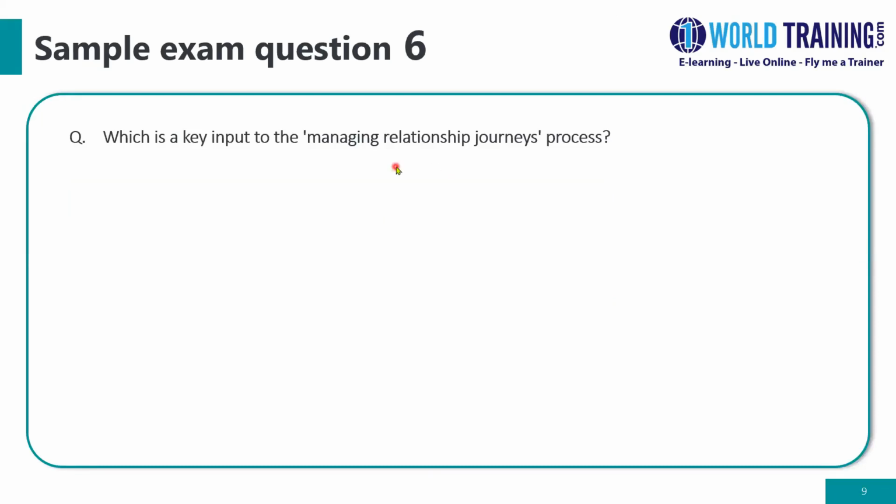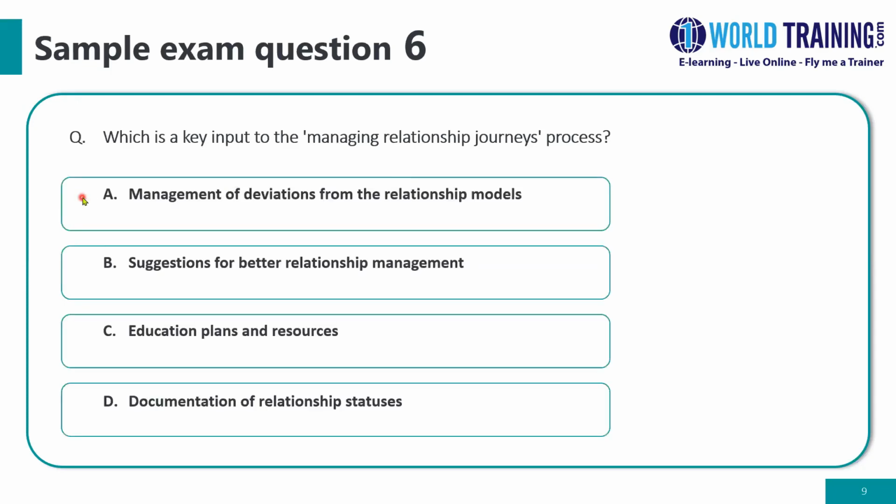Next, question 6. Which is a key input to the managing relationship journeys process? So we have a process question, and you might recollect that I mentioned earlier, there will be 5 questions in the exam out of the 20 relating to processes and value streams. The question is about the input to this specific process. Option A, management of deviations from the relationship models. B, suggestions for better relationship management. C, education plans and resources. D, documentation of relationship structures.